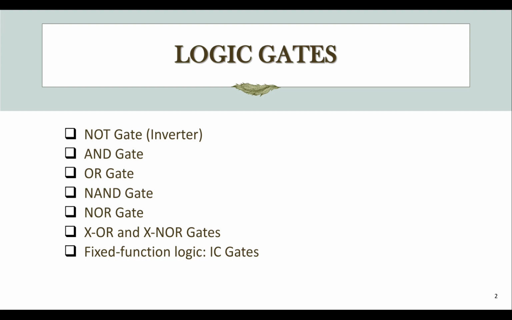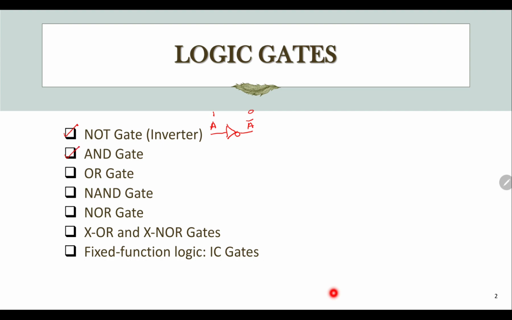Logic gates include the NOT gate. The NOT gate is known as an inverter, where it just looks like this. If you give A, it will invert the information A to A bar. So if you give 1, the output will be 0.